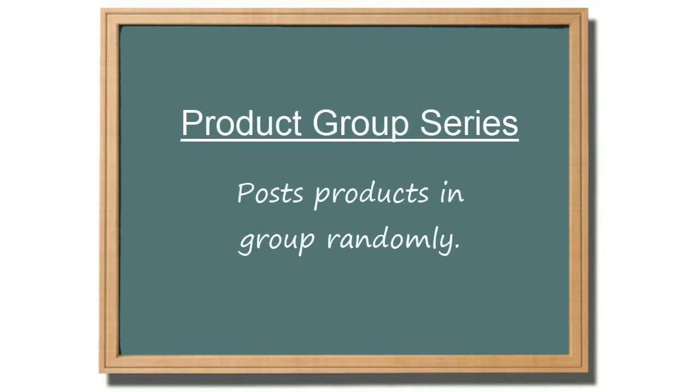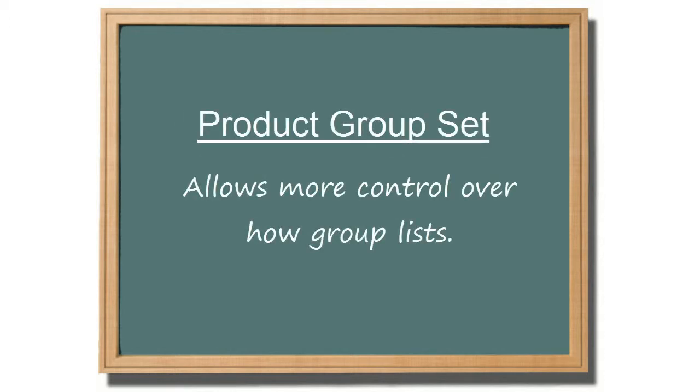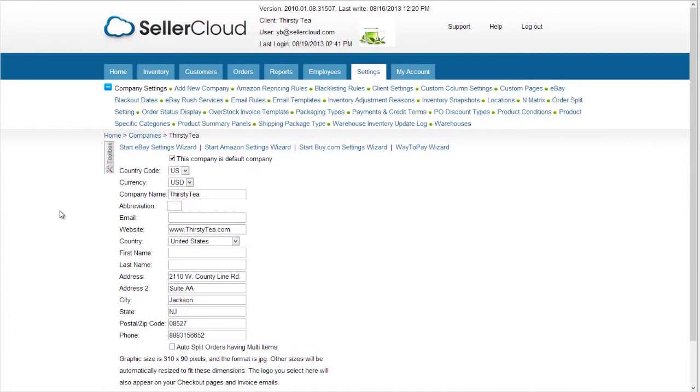When scheduling as a series, SellerCloud will post all products in the product group in a random order. Scheduling with a product group set, however, will give you much more control over how the products are listed, as we will show later in this video. Let's first look at creating a product group.